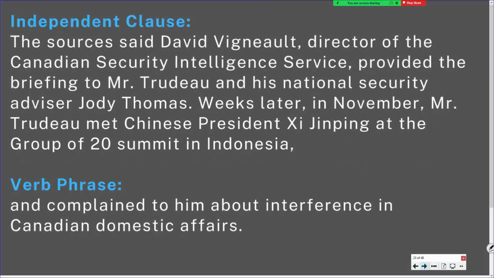Sources say David Vigneault, Director of Canadian Security Intelligence Service, provided the briefing to Mr. Trudeau and his National Security Advisor, Jody Thomas. Weeks later, in November, Mr. Trudeau met Chinese President Xi Jinping at the Group of 20 summit in Indonesia.